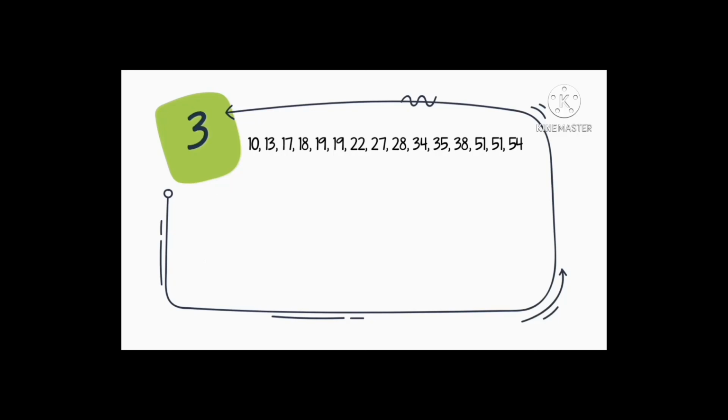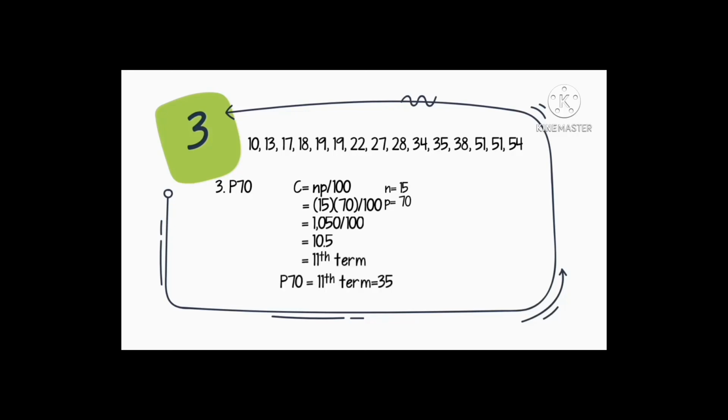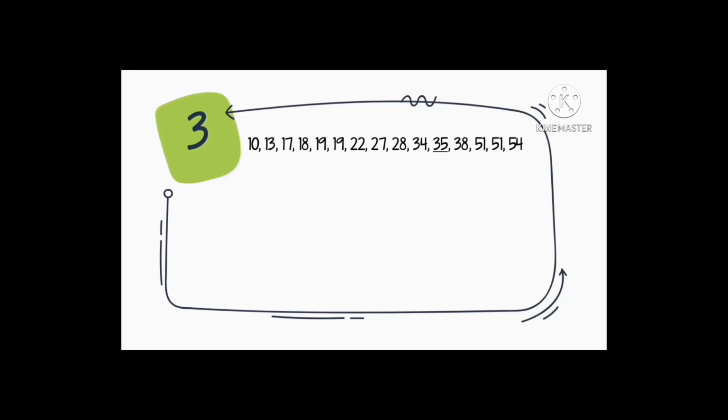The third one is finding the 70th percentile in our set of scores. The formula in finding the percentile is C equals N times P over 100. We will substitute the values of N, which is 15, and the percentile, which is 70. 15 times 70 is equal to 1050. 1050 divided by 100 is equal to 10.5. We will round off the 10.5 and the final answer will be 11. So the 70th percentile in our set of scores is the 11th term, and the 11th term is 35.